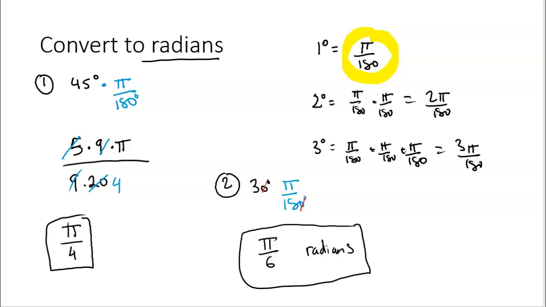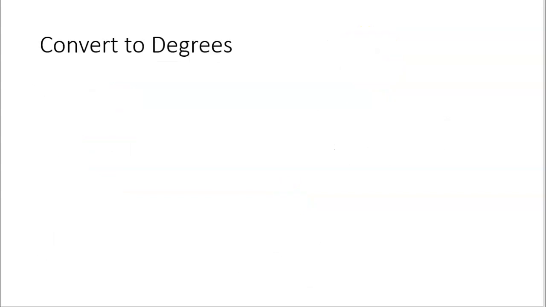Now, a question we might ask ourselves is, will the coefficients always just be 1 in front of that pi? And the answer is no. So let's go the opposite direction. What happens if I want to convert to degrees? I'm given my radians.